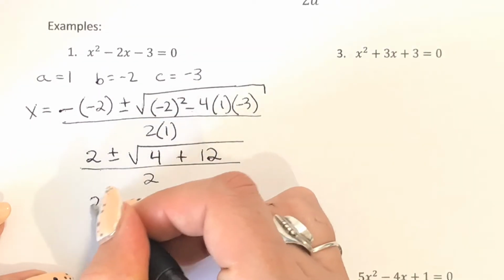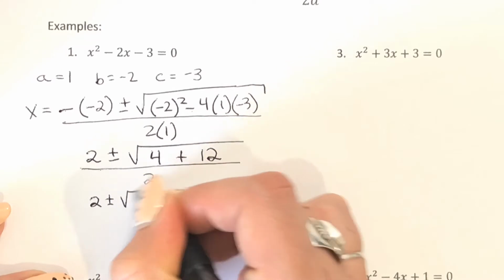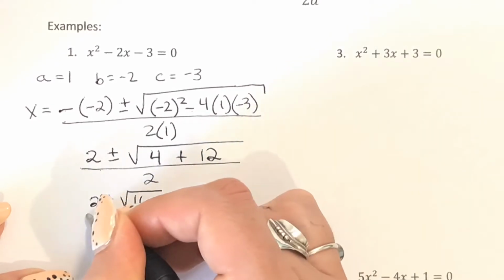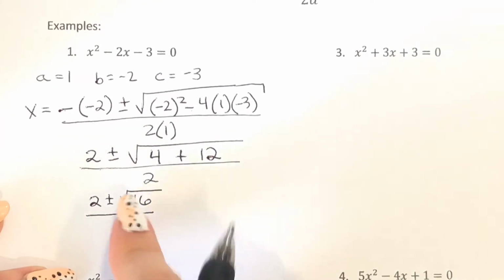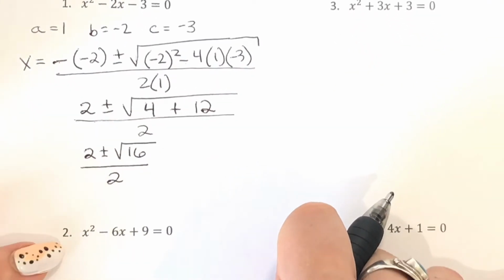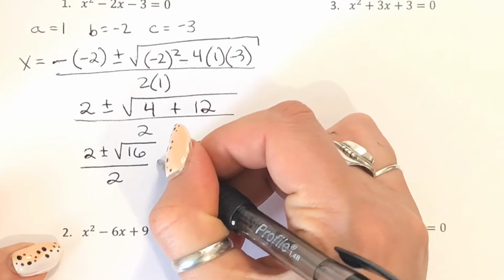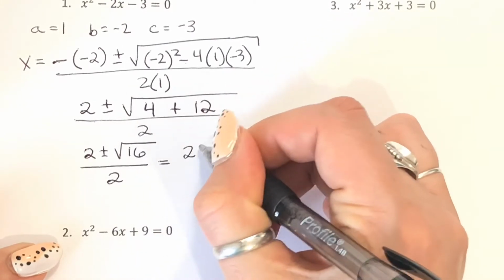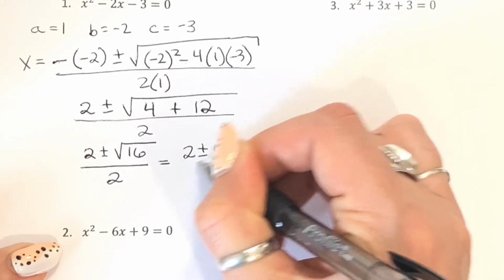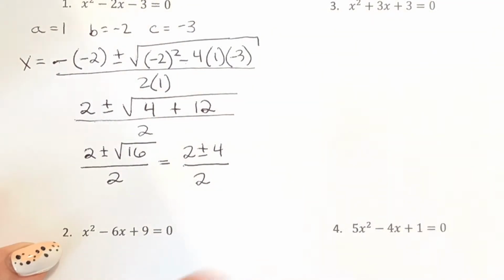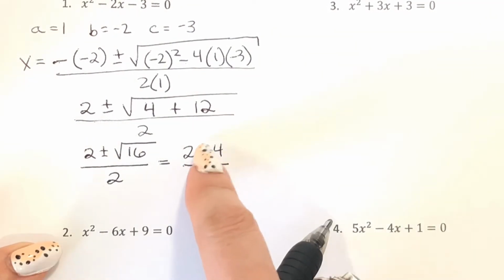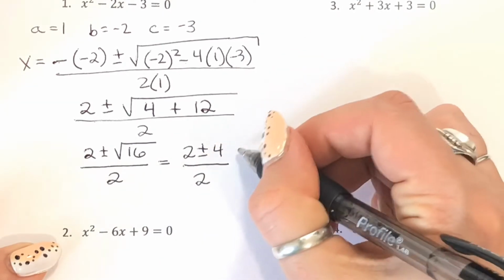So now we have 2 plus or minus the square root of 16 over 2. And then lucky for us, 16 is a perfect square. So the square root of 16 is 4. So we get 2 plus or minus 4 over 2. So here, this plus or minus is really saying we have two answers. We're going to split this up.